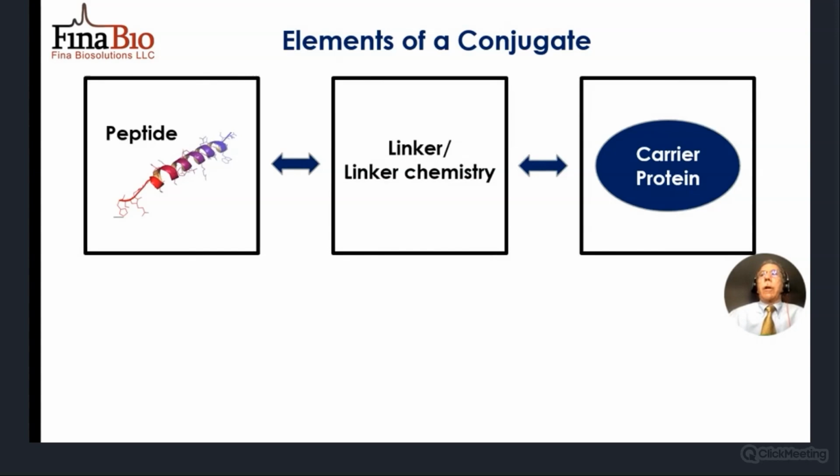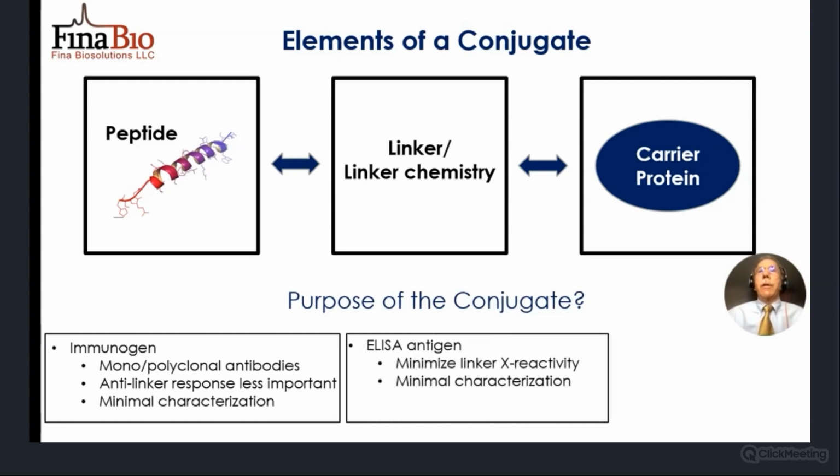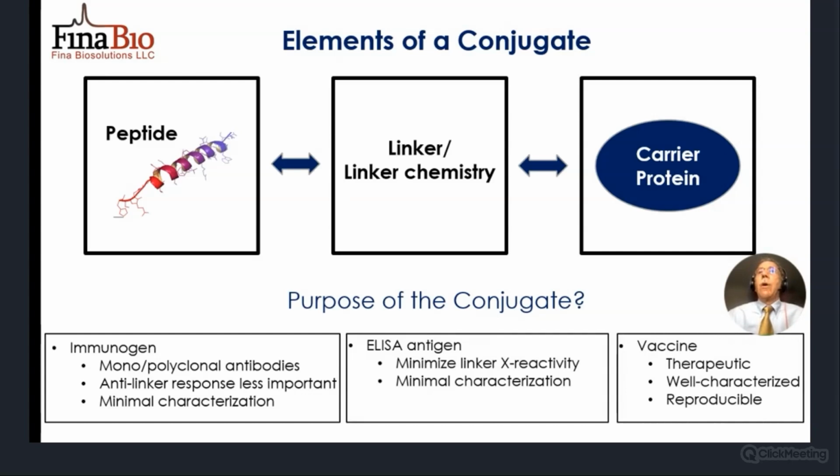But before you start your conjugation project, you should ask yourself what the purpose is, whether it's just to make an immunogen, which you're going to use once just to make antibodies, or use it as an ELISA antigen, or make an actual vaccine that you intend to eventually put into the clinic.